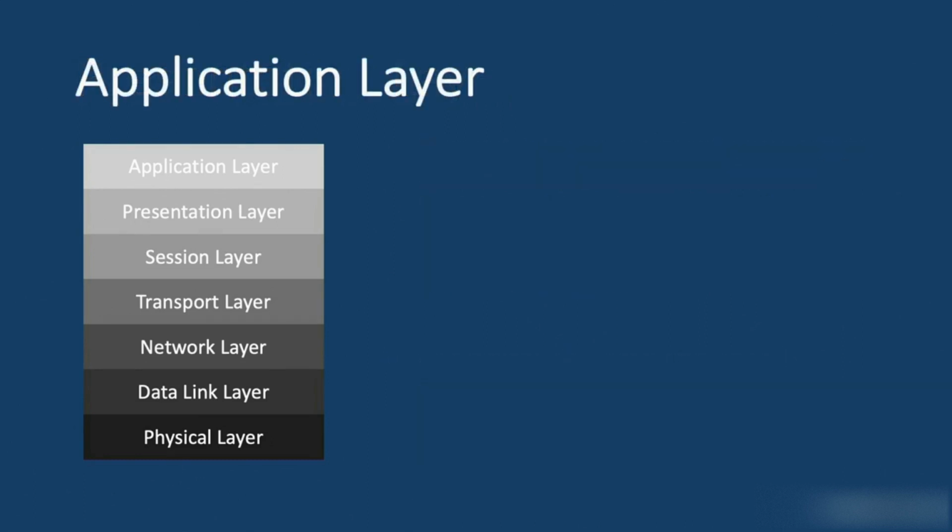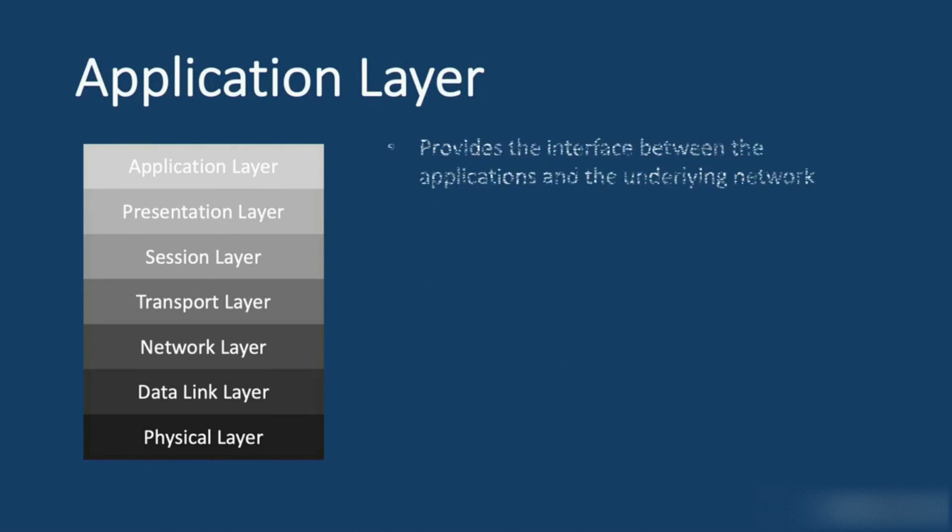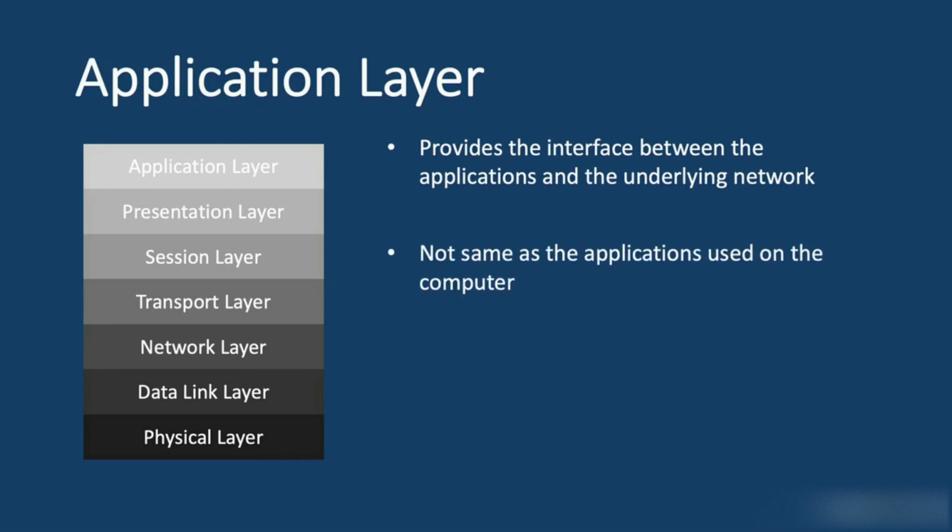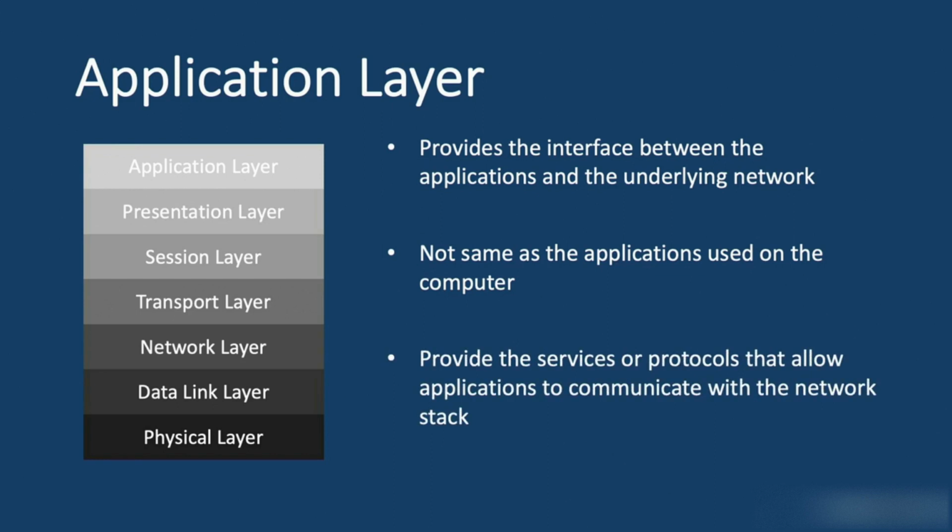The last layer is the application layer. This is responsible for providing an interface between the applications and the underlying network. An important thing to keep in mind: the application layer is not the same as the applications used on the computer. The application layer provides an interface for the applications, but does not directly represent the applications that you run on your computer. It provides the services or protocols that allow applications to communicate with the network stack. Protocols at this layer include DNS, HTTP, FTP, etc.